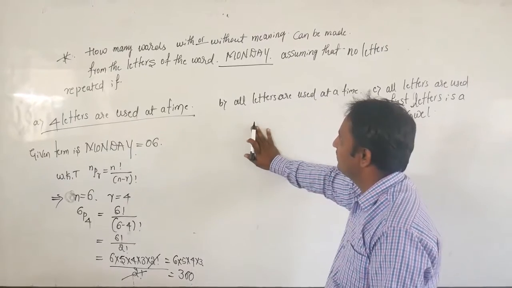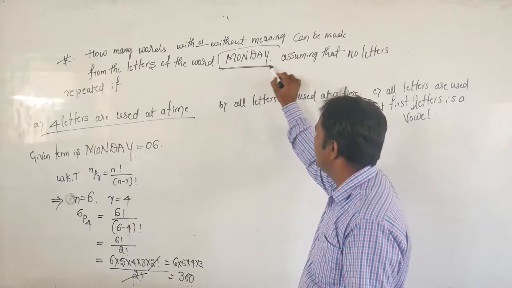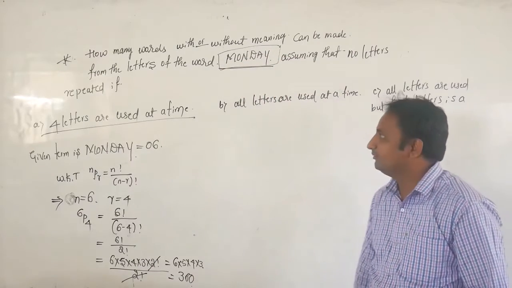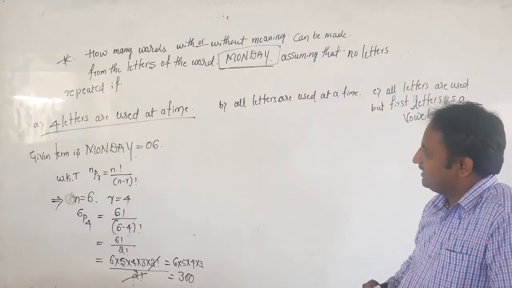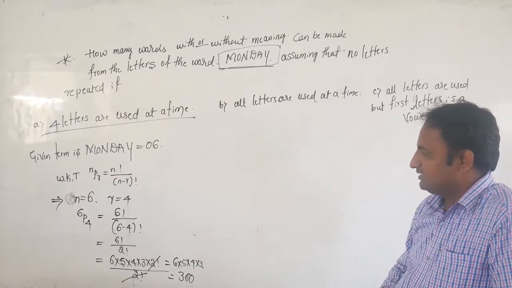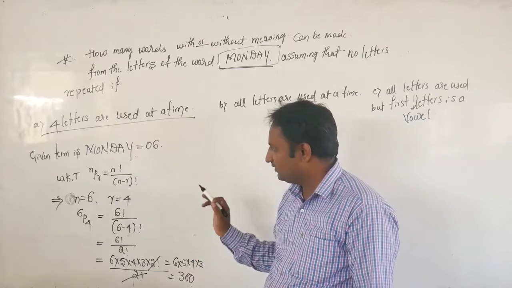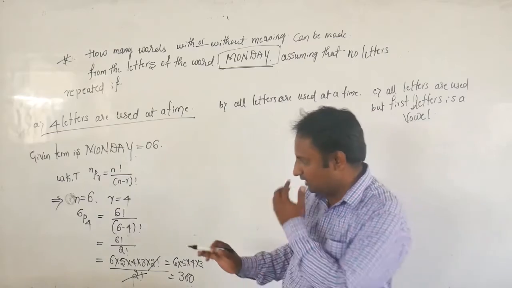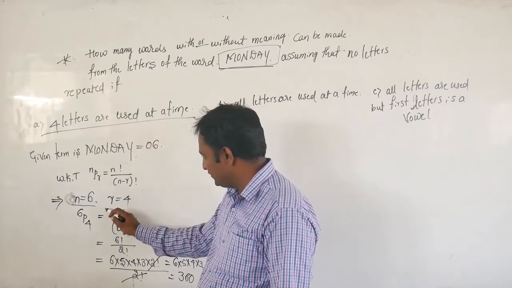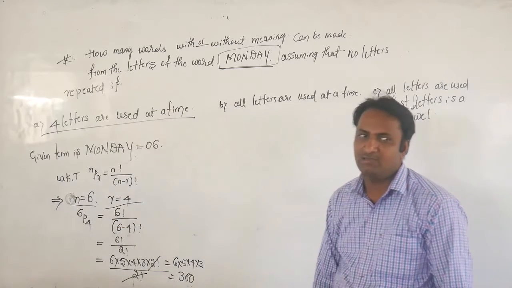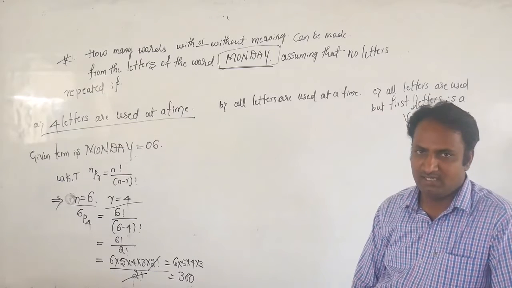How many words, with or without meaning, can be made from the letters of Monday? Here, Monday is the given term. In Monday, there are 6 letters. Out of 6 letters, we can choose 4 letters at a time. We know that nPr is equal to n factorial divided by (n minus r) factorial. Here, the given n value is 6, and 4 letters are used at a time. That's why 6P4 is equal to 360, our required answer.